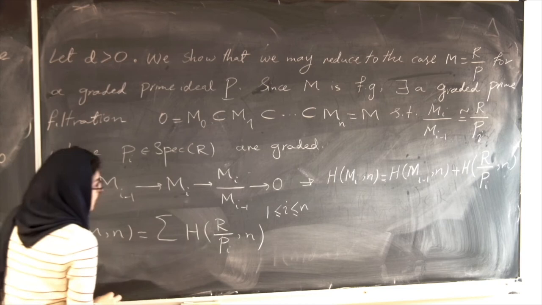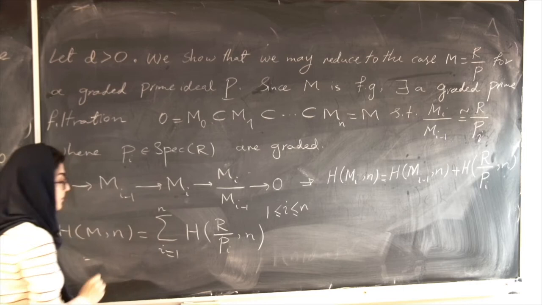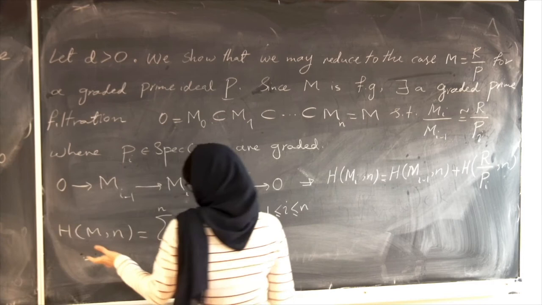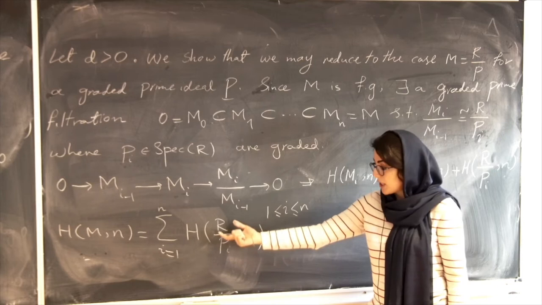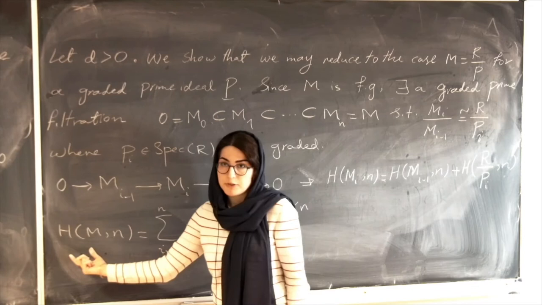I goes from 1 to n. So the Hilbert function of M can be explained in terms of the Hilbert function of such rings. So what is our goal? We want to show that this is a polynomial type of degree D.